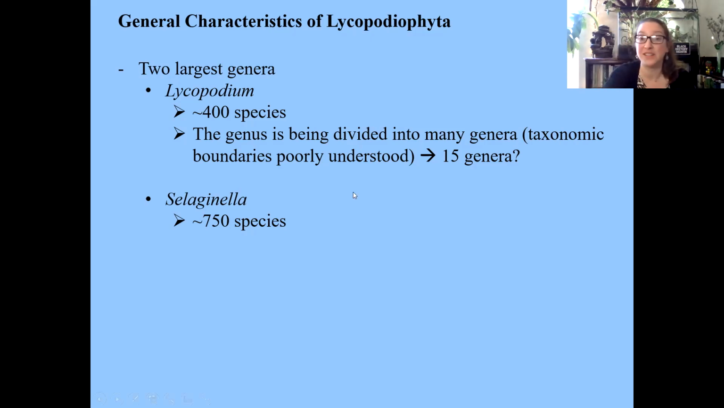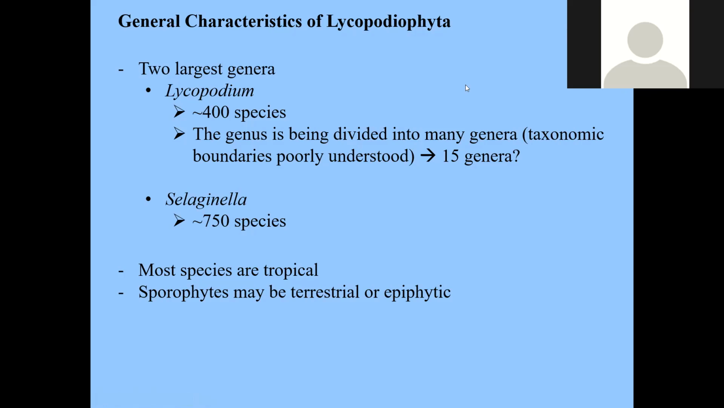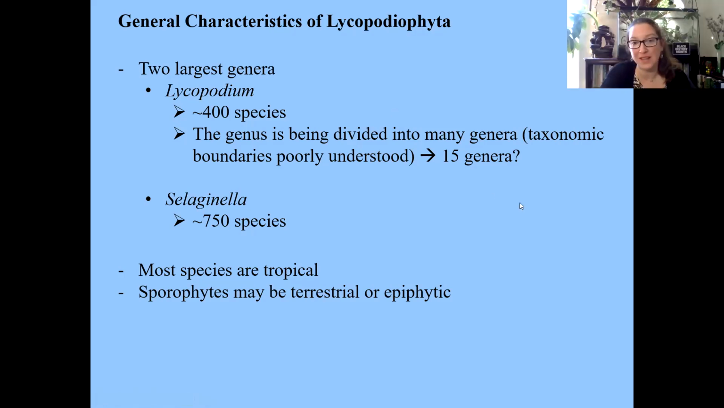And then Selaginella, which has a lot more species. Most of the species in Lycopodium and Selaginella are tropical, and they can be terrestrial, or grow on land, or epiphytic, which means what? If you're an epiphyte, what does that mean? It means you like to fight, right? Epiphyte. No. Grows on other plants. Yes, grows on other plants. Yep, so those are the ways that they grow.